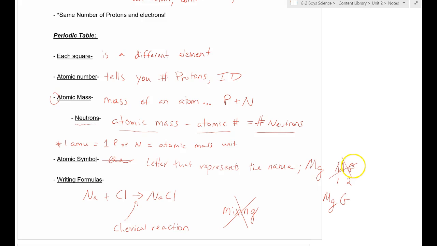If it was capital M, capital G, that would be telling you that there are actually two atoms. Whatever M would be, and G is actually gallium. So if what you meant was magnesium with gallium, it would be Mg, capital G, right? That tells you that there's 1, 2.